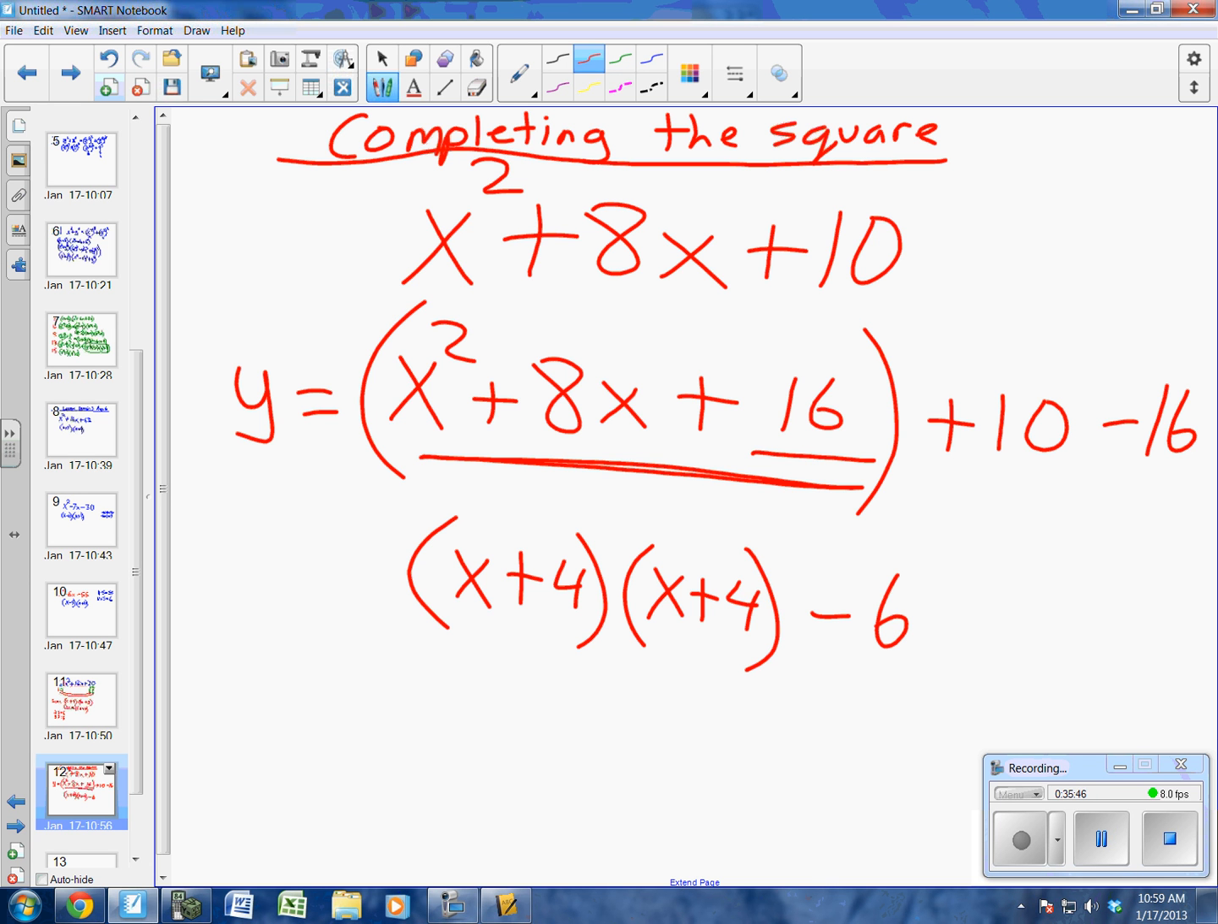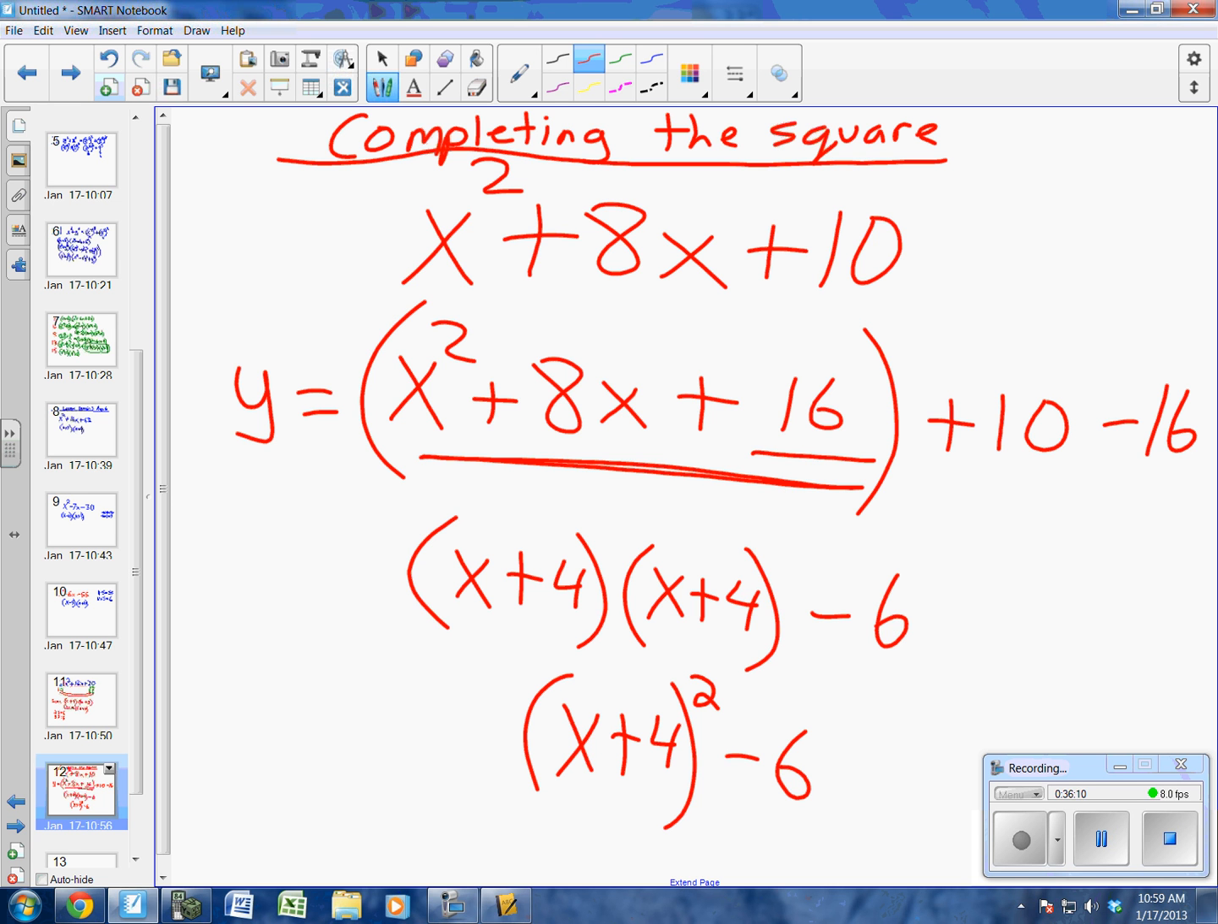Okay? So the perfect square trinomial factored into two factors that were exactly the same. Remember we just learned that a couple of days ago? And now, what's the short way of writing x plus 4 times x plus 4? X plus 4 in parentheses squared minus 6. And now we're in vertex form.